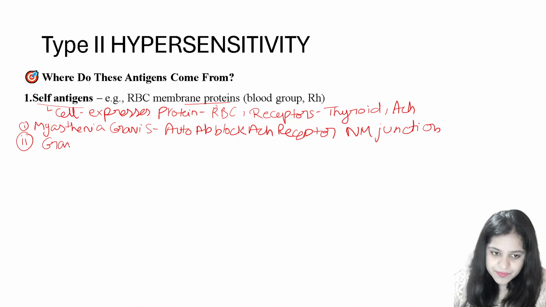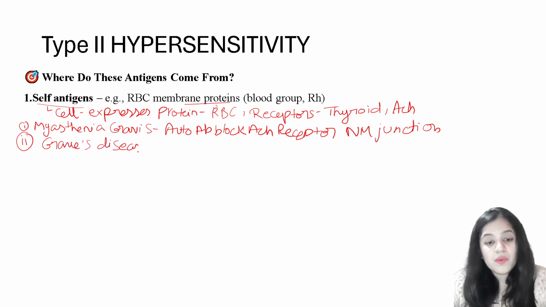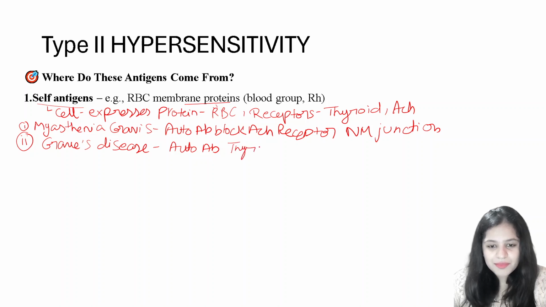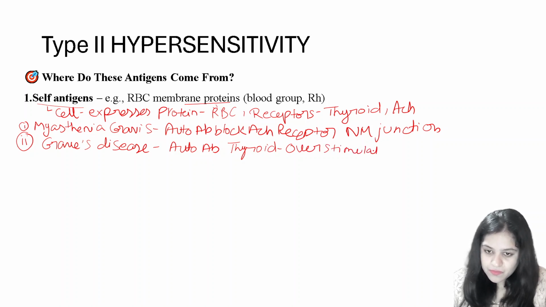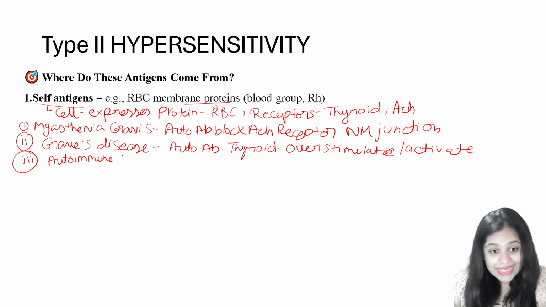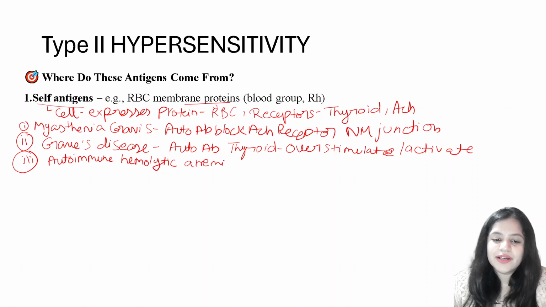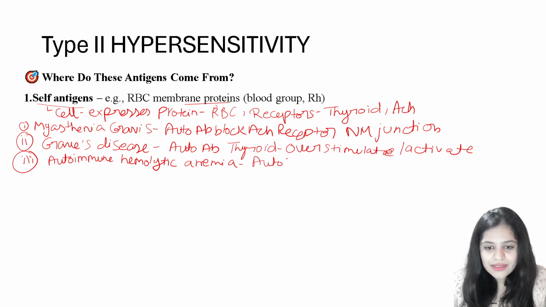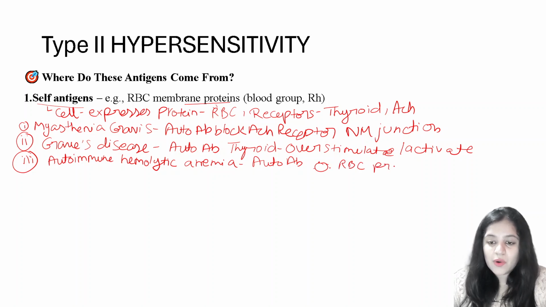Okay. Second example of this is Graves' disease. What happens in Graves' disease is your autoantibody attacks your thyroid receptor, but they don't block it here. They will overstimulate or activate it. Okay. Now, third example is autoimmune hemolytic anemia. What happens in this? In your autoimmune hemolytic anemia, your autoantibodies are targeting the RBC membrane protein and causing lysis of your cell.